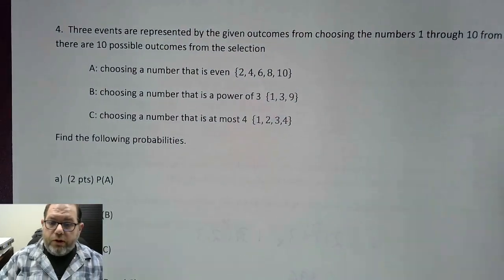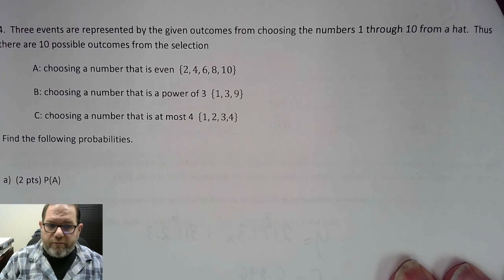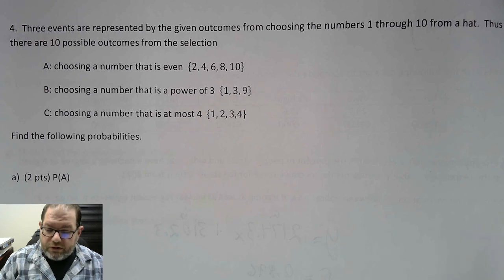So problem 4, 3 events are represented from the given outcomes from choosing the numbers 1 through 10 from a hat. Thus, there are 10 possible outcomes from the selection. So 1 through 10, that's our sample space, as we called it. So we have 3 events, A, B, and C, that are defined. A is choosing a number that is even, which gives us 5 different outcomes, 2, 4, 6, 8, and 10. B, choosing a number that is a power of 3, so that's 1, 3, and 9, 3 outcomes. And then C, choosing a number that is at most 4, so 1, 2, 3, or 4, 4 outcomes.